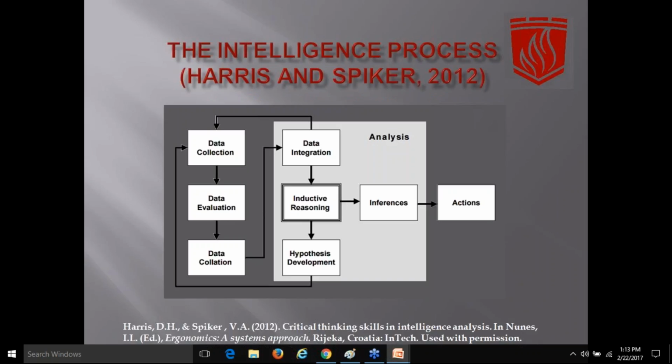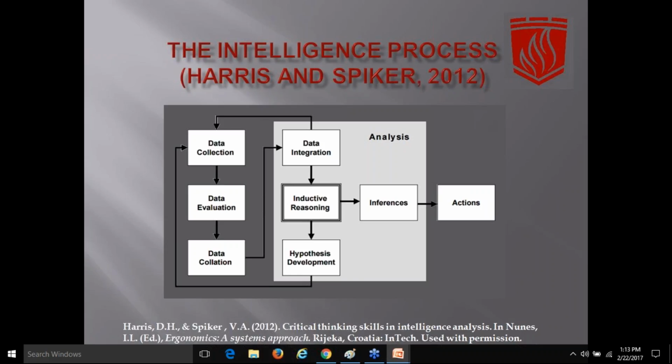Harris and Spiker in 2012, two really amazing scientists in the field of intelligence analysis, and still in the field, by the way. In 2012, they wrote a great paper on using critical analysis in crunching intelligence data. And I like this chart here. I'm using it with their permission. This chart appears in a declassified version of their paper, and I invite you to look at it online. It's called Critical Thinking Skills in Intelligence Analysis.